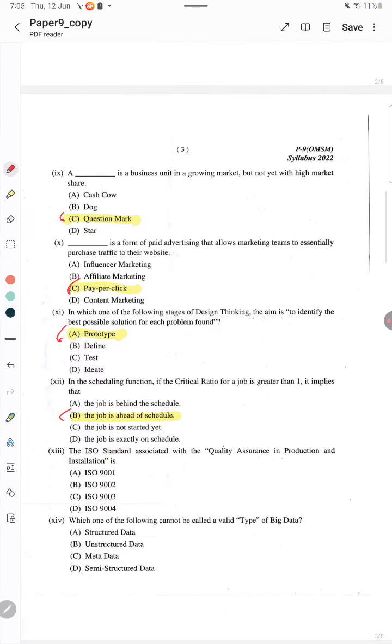And then the ISO standard associated with quality assurance in production and installation. We all know that is ISO 9001. That is the correct answer. Please make note of it. 9001 is the correct answer.